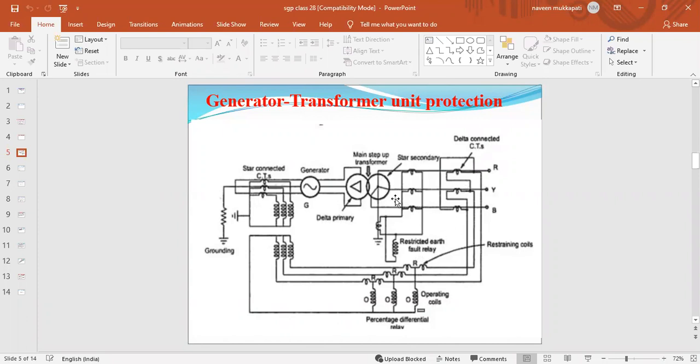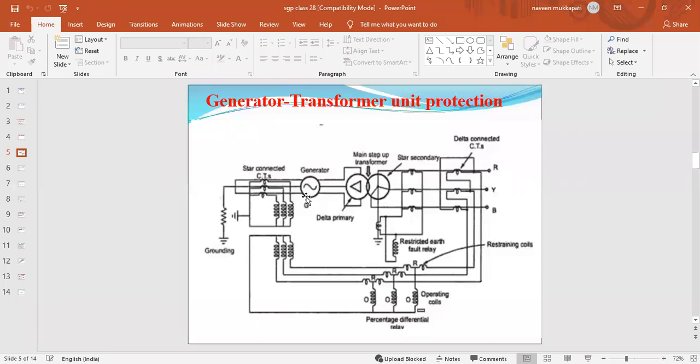This is the circuit diagram for the protection from earth faults. And this is the differential protection at both ends of the generator and the transformer. We are connecting two CTs. This is the star connected CT and this is the delta connected CT.